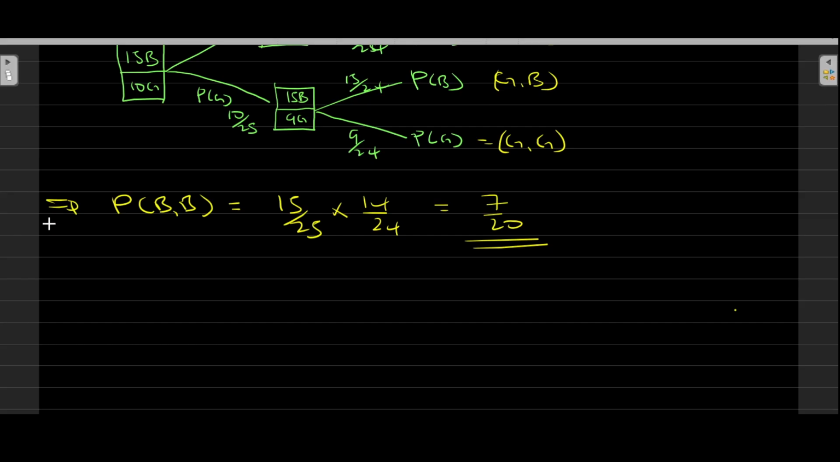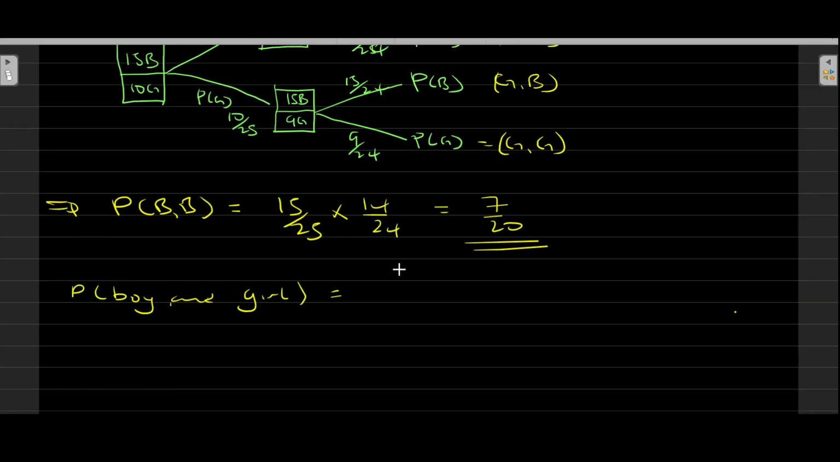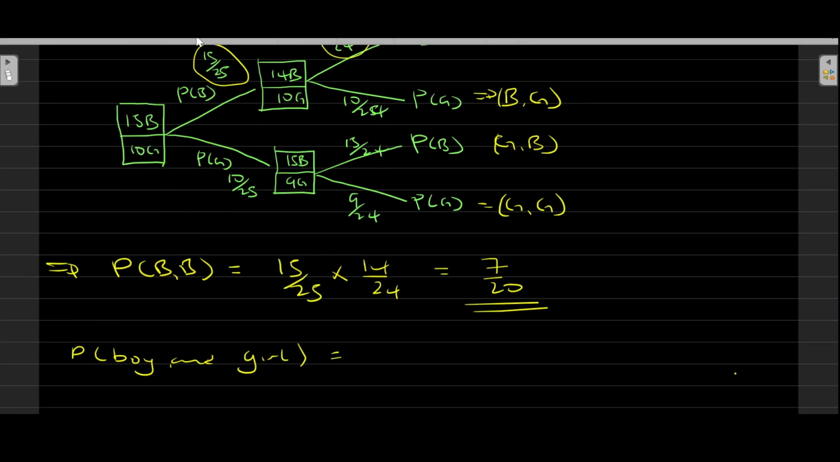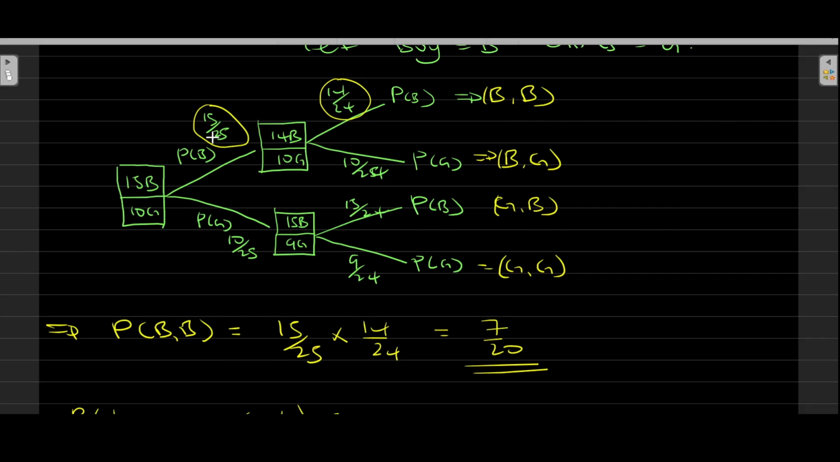Okay, now let's do the second question. The second question wants us to find the probability of having a boy and a girl. Basically, what we normally do with this one, a boy and a girl, we shall take this route. I can either have a boy as my first attempt, and a girl as my second attempt there. Or I may have a girl on my first attempt, then a boy on my second attempt. Those are the possible outcomes in that case.